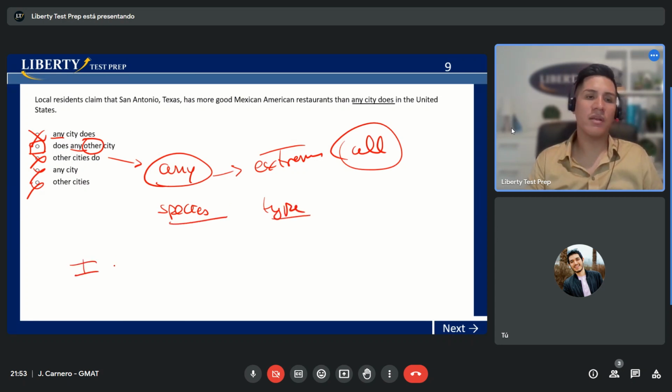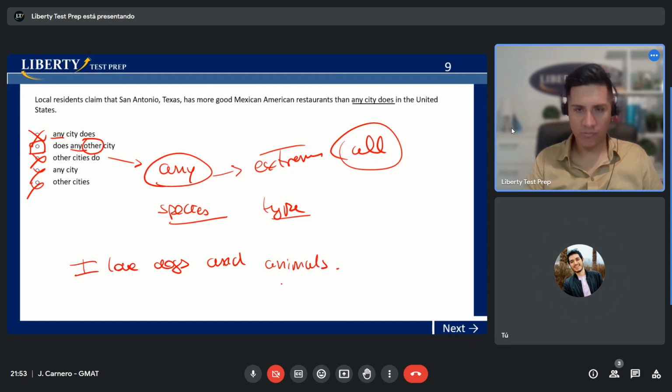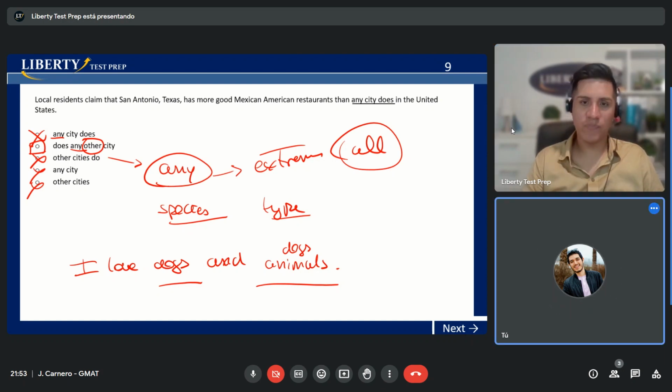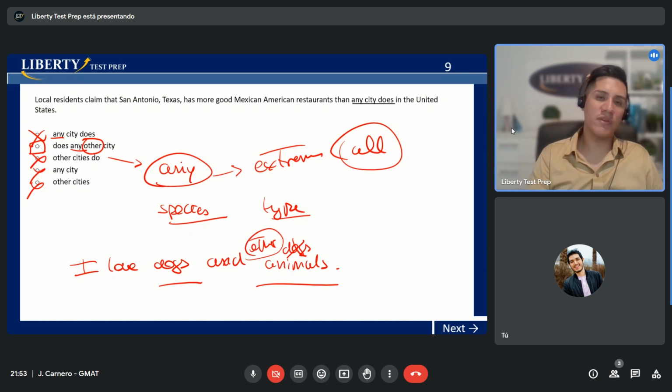For example, if I say, I love dogs and animals, is that okay? No. Why? Because in these animals, I'm including dogs, right? So I end up repeating dogs, you see? Because part of the animals, we have dogs. So in order to not repeat them, we say other. Same thing is happening here. San Antonio has more restaurants than any other city. So B in that case.